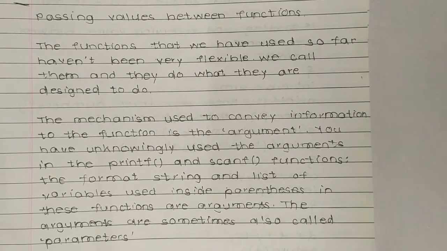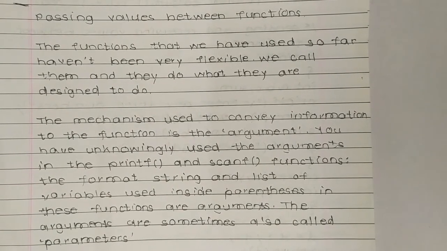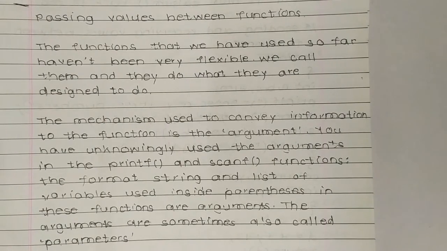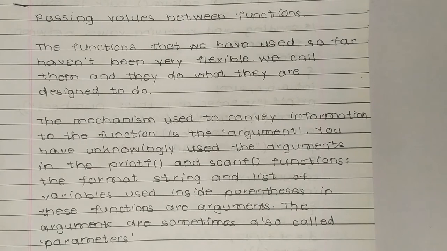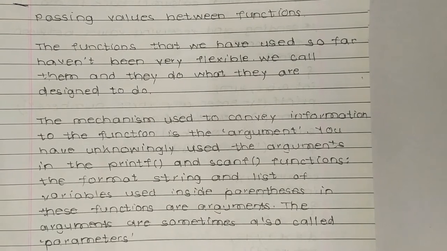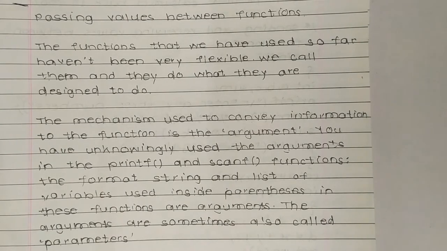Passing values between functions. The functions that we have used so far haven't been very flexible. We call them and they do what they are designed to do. The mechanism used to convey information to a function is the argument. So an argument is used for conveying information to a function.